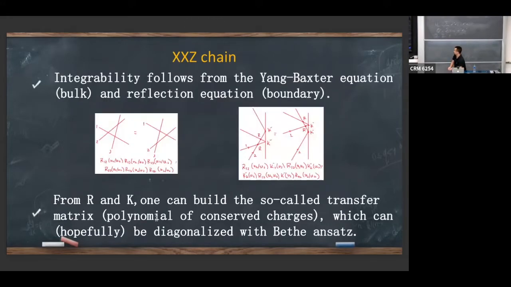And as we already heard about, the integrability of these quantum spin chains follows from the fact that there is an R matrix and there is a reflection equation. Okay, so the Yang-Baxter equation takes care of the integrability of the bulk, while the reflection equation takes care of the integrability of the boundary fields. And using these R and K matrices, we can build the so-called transfer matrix, which is nothing but a polynomial of conserved charges, and it can hopefully be solved with Bethe ansatz.